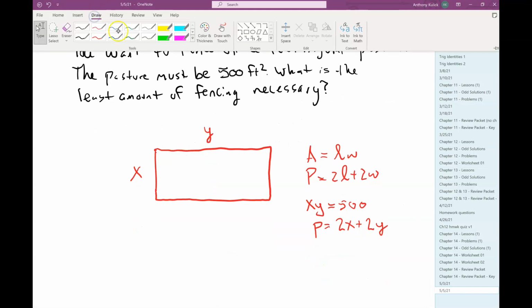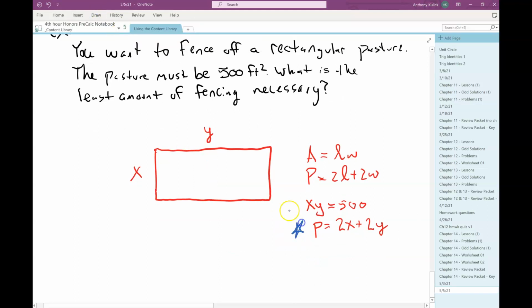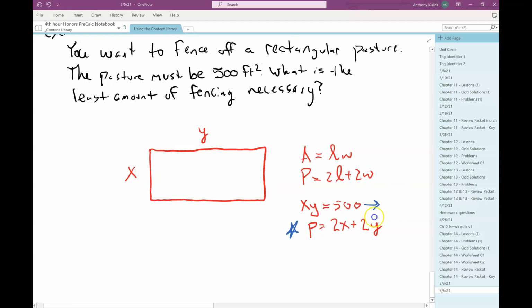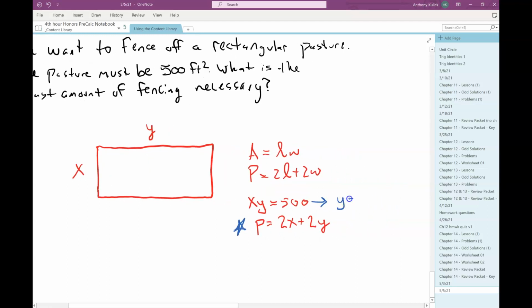So my plan here is going to be, I want to eliminate a variable from my perimeter equation, and then look at the graph of that to find the minimum value. Everybody okay with that? Or find the value of x that minimizes that, I should say. So I'm going to solve this equation for y by dividing both sides by x, and then substitute that in for y.